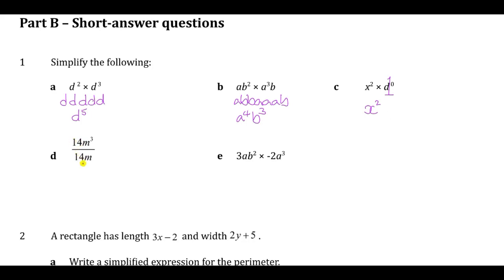14 over 14 for part D, they cancel each other out. M cubed divided by m, the m's cancel, so I'm left with m squared is the answer. Now here I've got a times a cubed, which is a to the 4. Here I've got b squared times no other b, so b squared remains. 3 times negative 2 is negative 6. That is the answer.